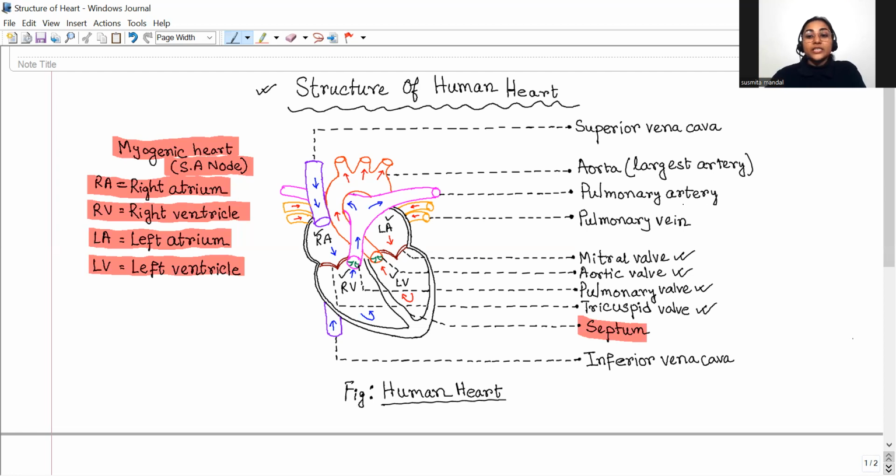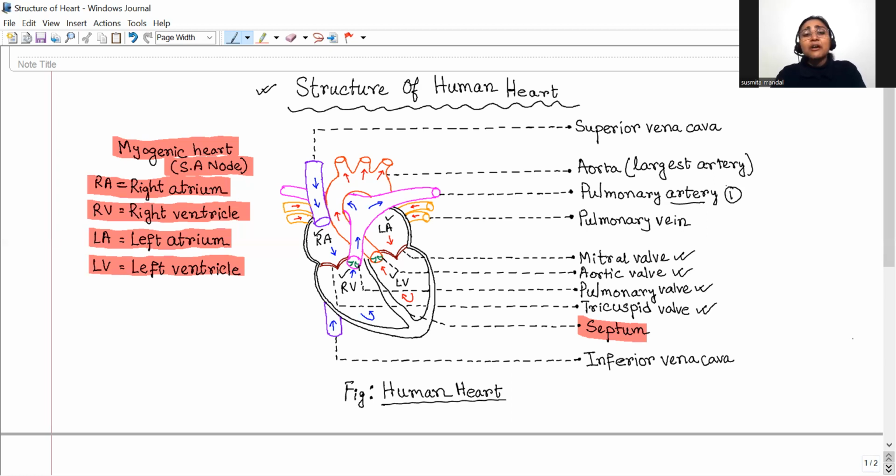Now we know that arteries always carry oxygen rich blood and veins always carry deoxygenated blood, or carbon dioxide rich blood. So now, the vessels that are associated with the human heart. As we know, arteries always carry oxygen rich blood, but there is an exception: the pulmonary artery. The pulmonary artery carries carbon dioxide rich blood from the right ventricle and supplies it to the lungs for purification. So this is the exception in the human heart.